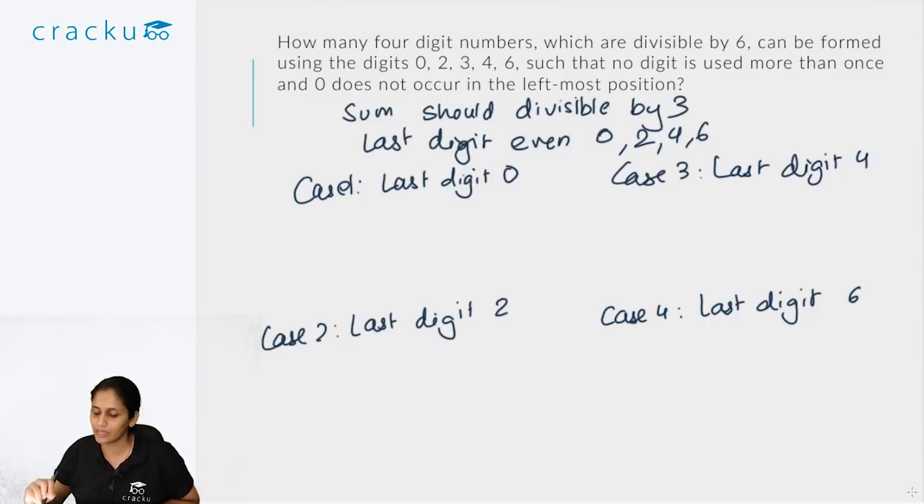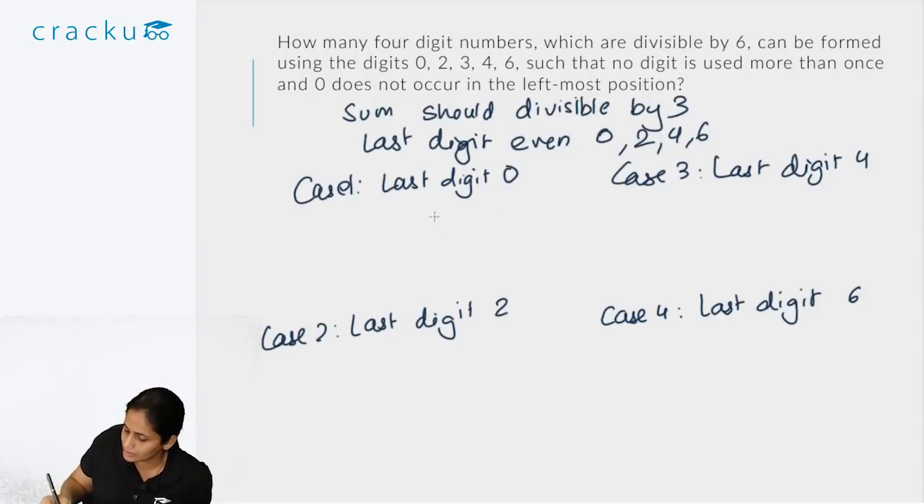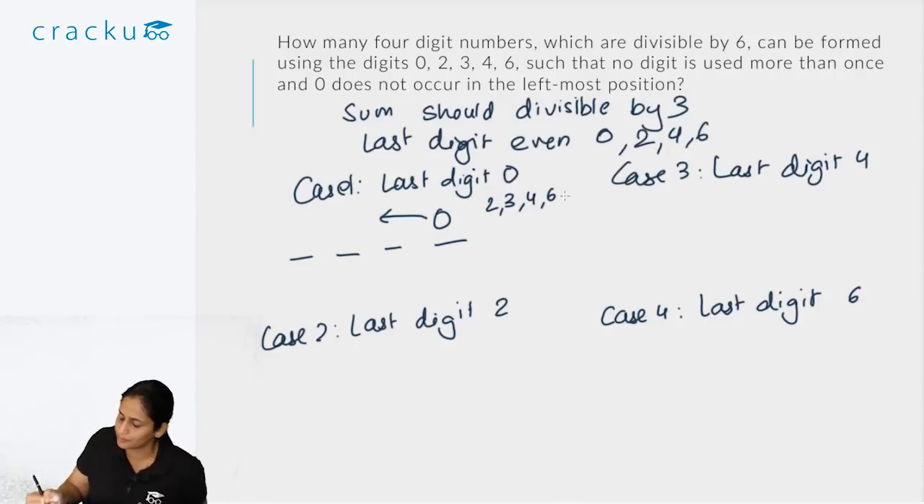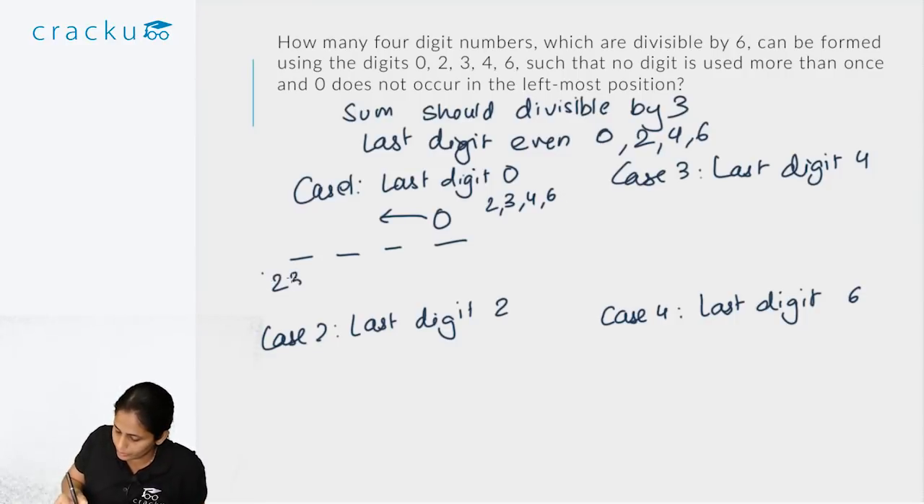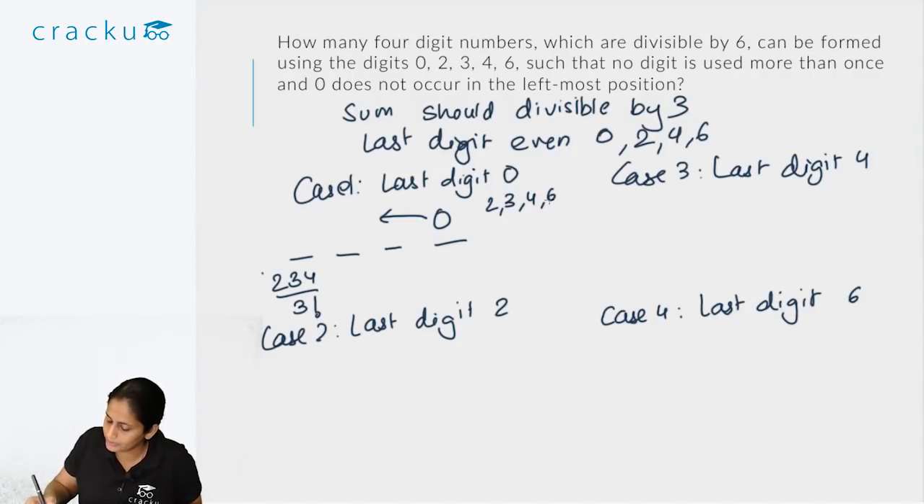Now let's see how many of them are 4-digit numbers such that the sum of those digits is also divisible by 3. So we have the last digit as 0. The remaining digits are 2, 3, 4 and 6. If we take 2, 3 and 4, the sum is divisible by 3. So the digits can be 2, 3, 4. This will lead to 3 factorial cases. In this case we dropped 6.